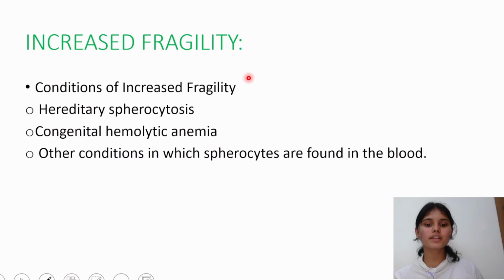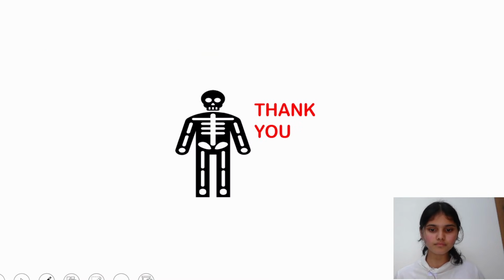Now the conditions where you would see increased fragility: spherocytosis. So hereditary spherocytosis and congenital hemolytic anemia are the conditions in which the spherocytes are found in the blood. That's it. Simple and easy.